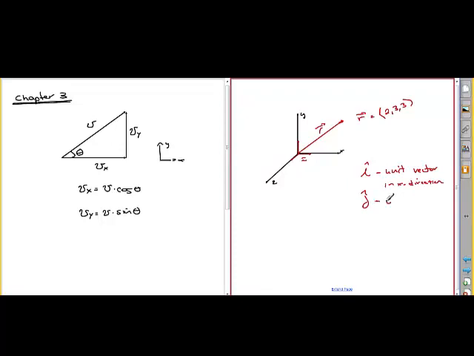The j hat would be the unit vector in the y direction. And k hat is the unit vector in the z direction. So these are vectors. This has a length of 1 pointing in the positive x direction. The j hat vector has a length of 1 in the y direction, and the k hat vector is positive 1 unit in the z direction. So those are called unit vectors.